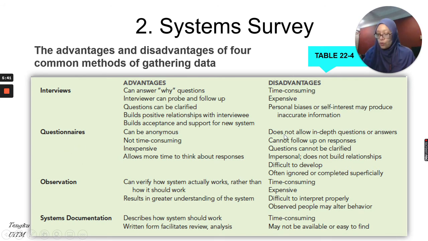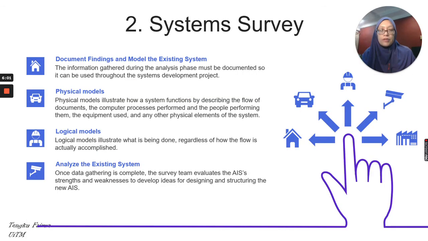So I want you to go through the one under table 22.4. It's very important, because this is where we want to know how the IT teams conduct the survey to gather the data, and then they want to know the users' requirements. Then under system survey, after they conduct the survey, they will document the findings of the survey and model the existing system.